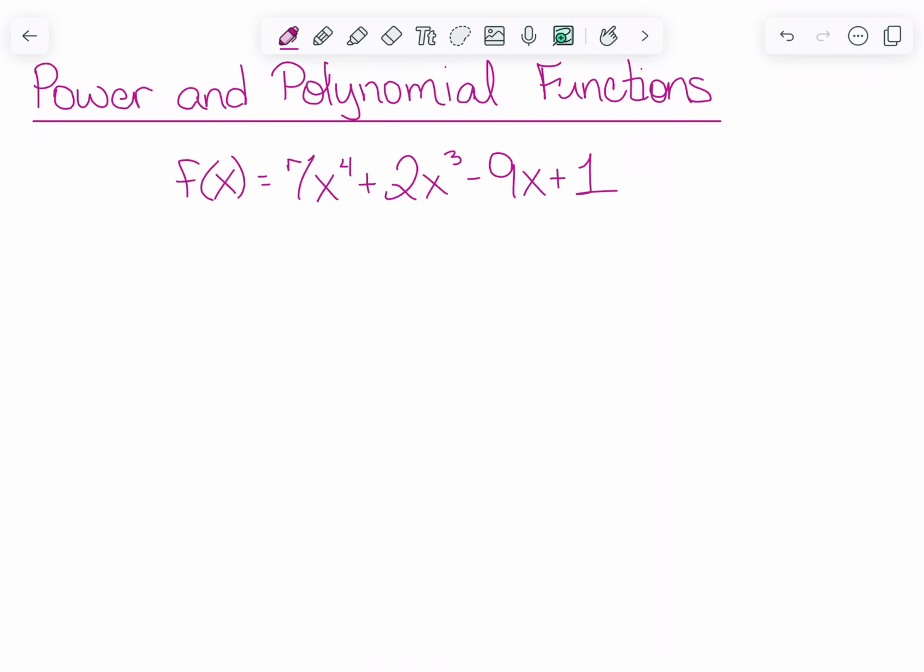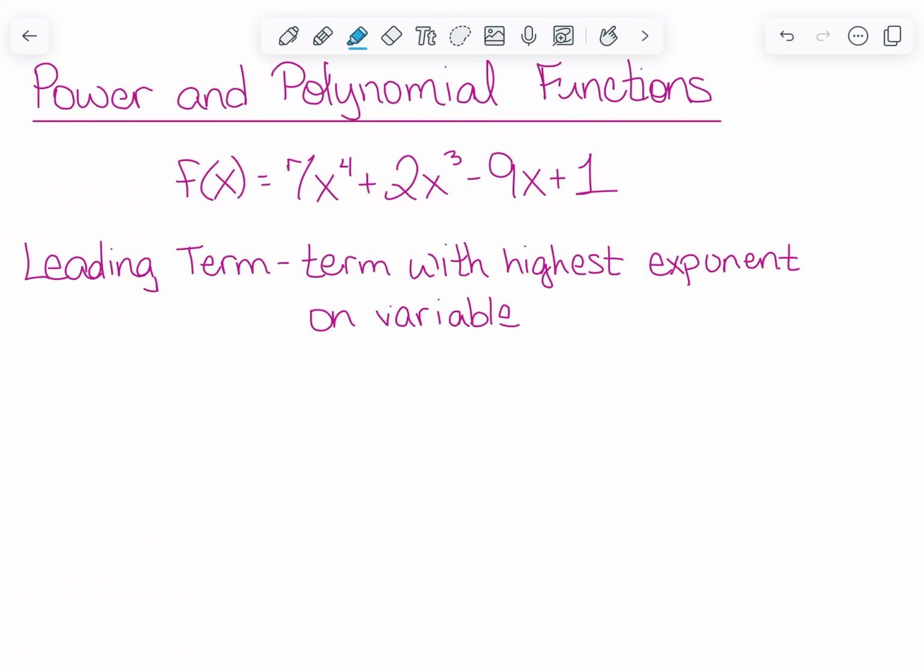There are a few things we can define with a polynomial function. The leading term is the term in the polynomial with the highest exponent on a variable. For this particular polynomial that I have, my exponents are 4, 3, 1, and 0. For just a constant, a number like 1, the exponent is 0. Out of those numbers, 4 is the largest. So my leading term would be 7 times x to the fourth.